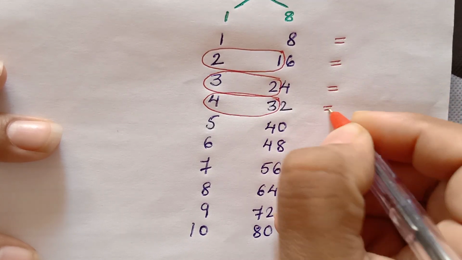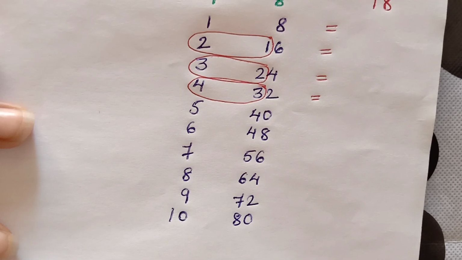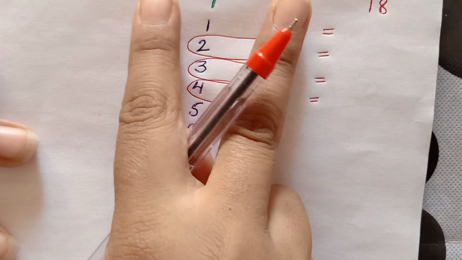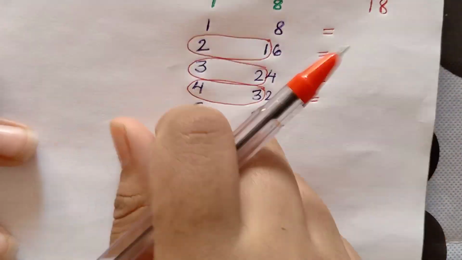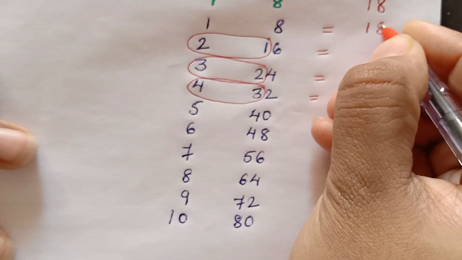How do you get the table of 18? Look at this. This is my table of 18. How do I write it? What I'm going to do, I'm going to write these two values together. Just place these two numbers together and write it. So if you put 1 and 8 together, it becomes 18.